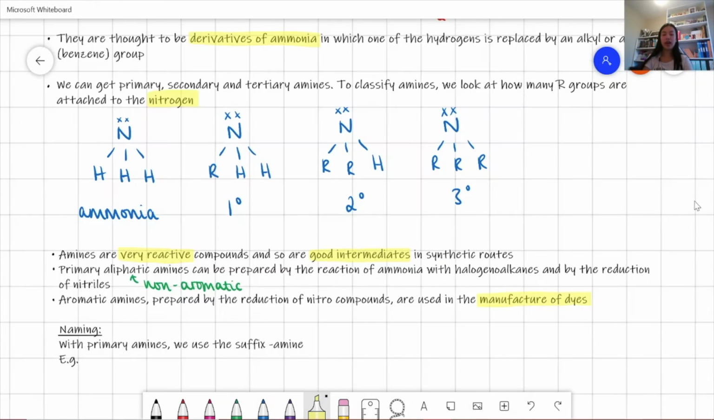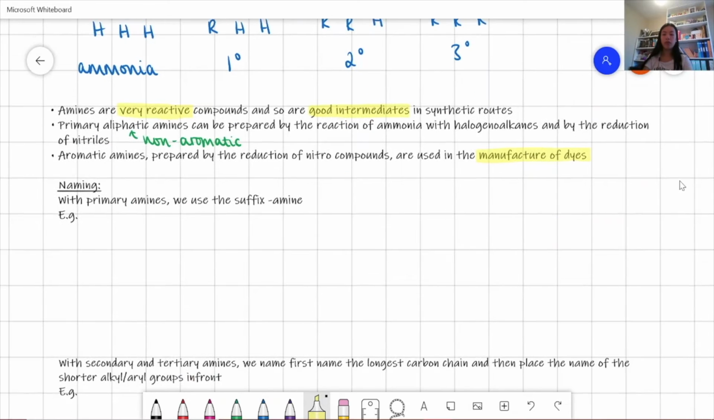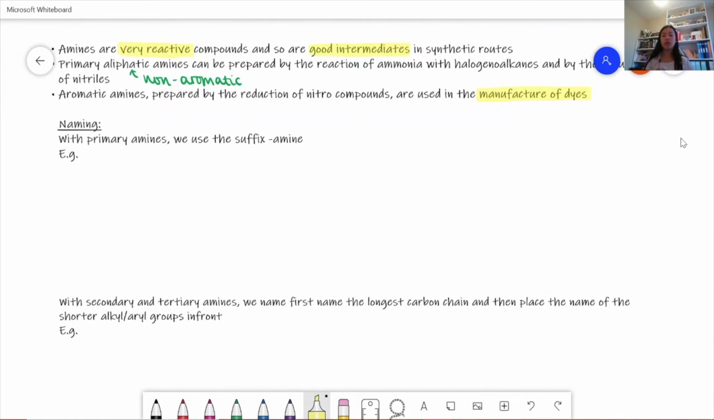And now we're going to look at naming. So with primary amines, we use the suffix amine. So for example, we have CH3NH2. So how we would name this is, because it's a primary amine, we have amine at the end. And then we have a look at what this group is. And this is a methyl. And so the name of this would be methylamine. So the amine takes priority and the CH3 becomes a substituent group.